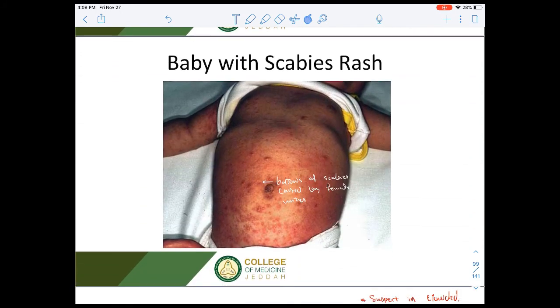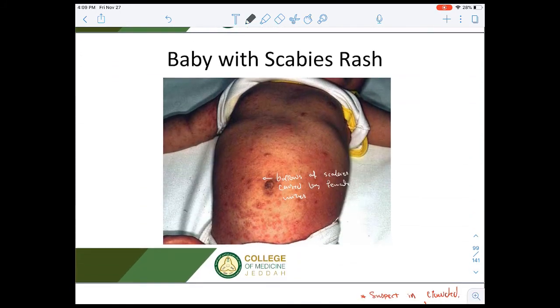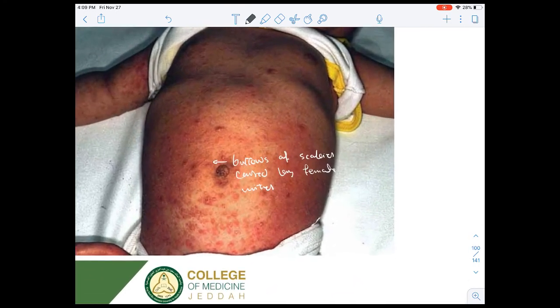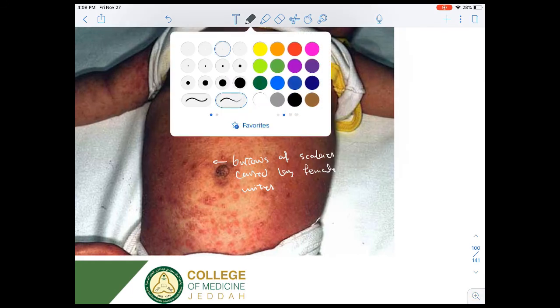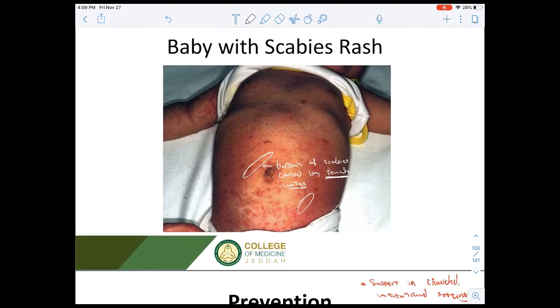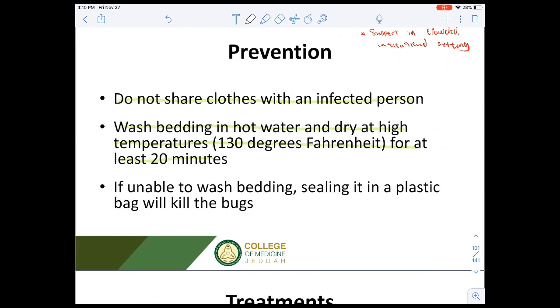This is a baby with the rash, and we've mentioned before that the usual presentation can include blisters. Something interesting is that it can present with burrows, which are linear lesions, right? These linear lesions could be gray, and they're primarily caused by the female scabies mites traveling along this area specifically. And then the prevention, I think you can go through this by yourself.